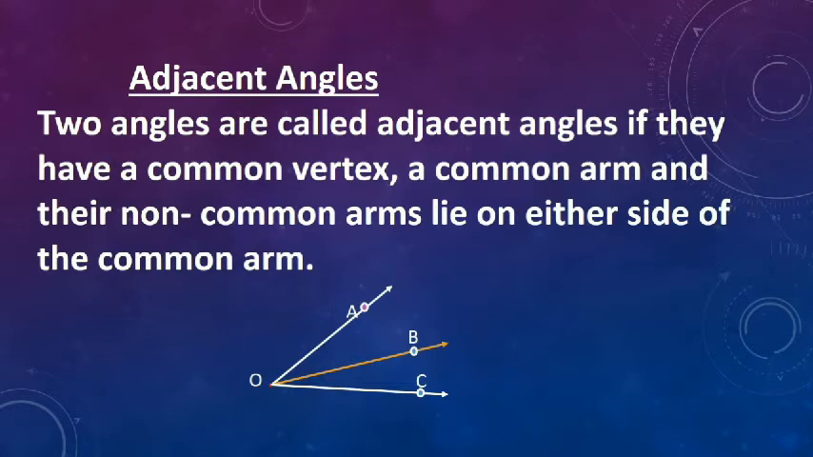In the given figure, consider the angles AOB and BOC. These angles have a common vertex O and a common arm OB. The arm OA lies on one side of OB and the arm OC lies on the other side of OB. Therefore, angle AOB and angle BOC are adjacent angles.